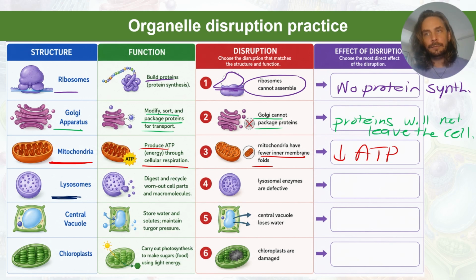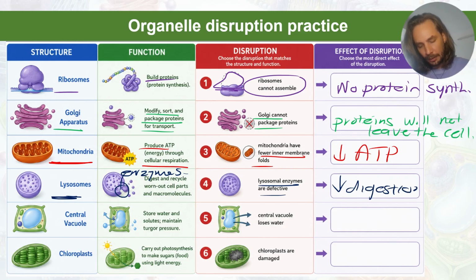Lysosomes. So they contain enzymes, okay? They have these enzymes, and these enzymes digest and recycle worn out cell parts or macromolecules. Now, if these enzymes are defective, okay, you will have less digestion. So the cell would really struggle to recycle these materials, and damaged organelles will just keep on building up in the cell, okay, lowering the efficiency of the cell.